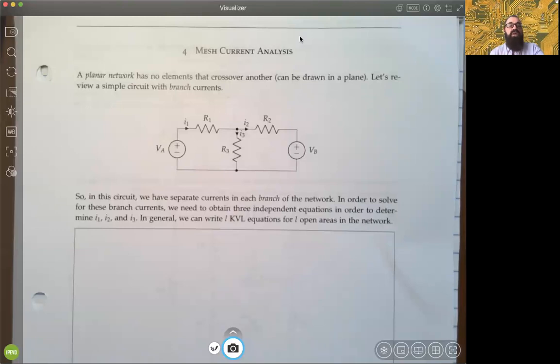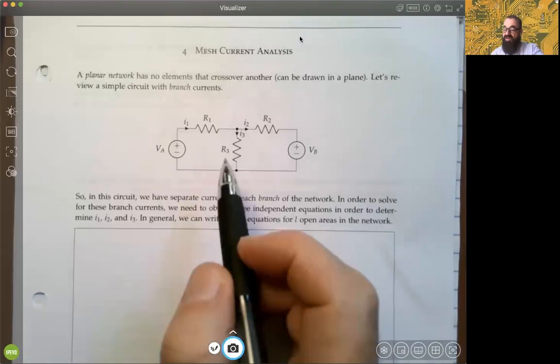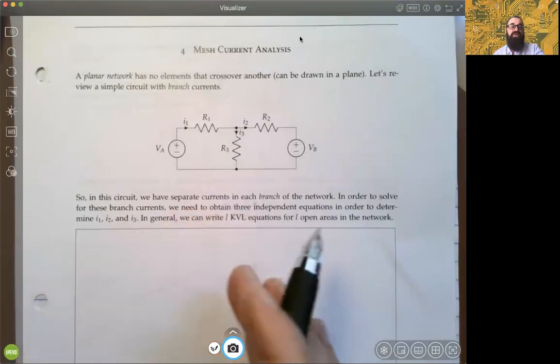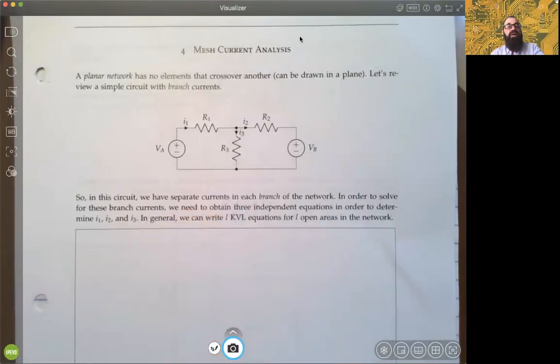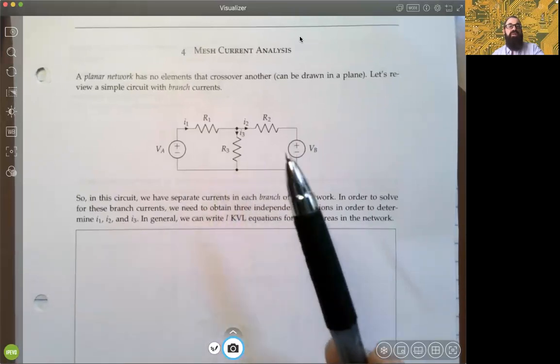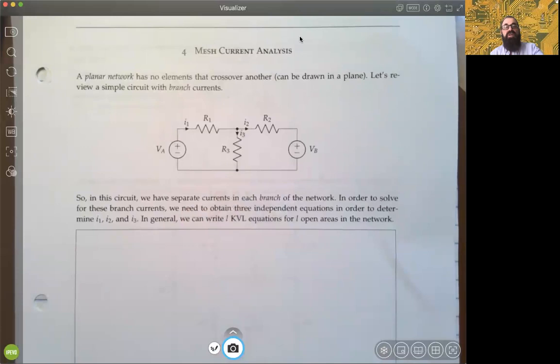What you see in this very first diagram on the top of page 57 are circuits that we've seen before. Typically, we call these planar networks. A planar network means you don't have any crossovers. You can draw and flatten out the circuit completely on a plane. No crossover, the wires don't cross over, the elements don't cross over, and so forth.